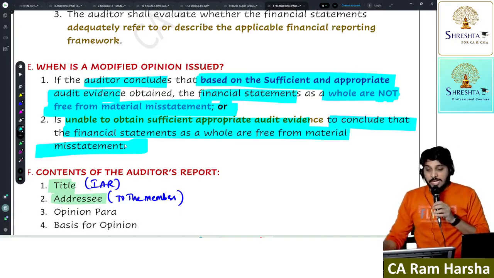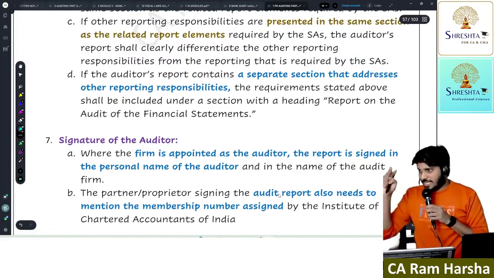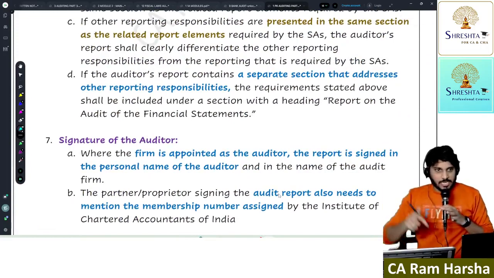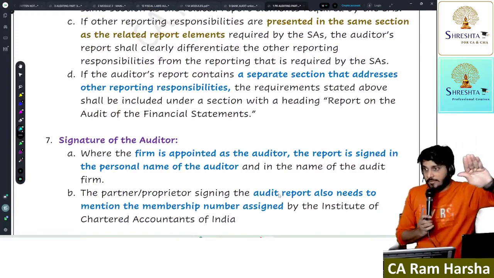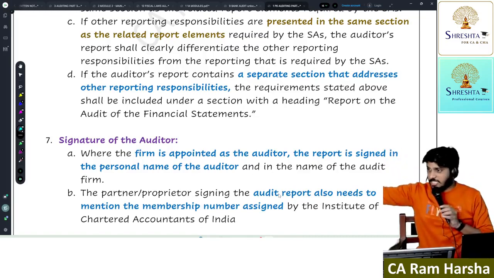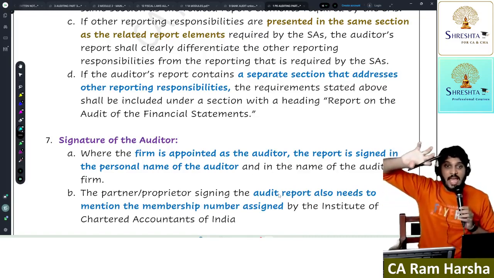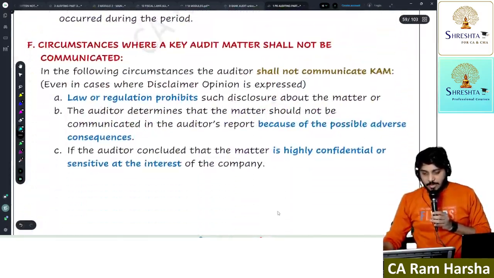Modified opinion. Now, ultimately how will we modify our opinion in these two circumstances? In these two circumstances we will modify our opinion. Now which modified opinion will you give? It depends upon the actual misstatement or absence of evidence. You see, we have given a table below.